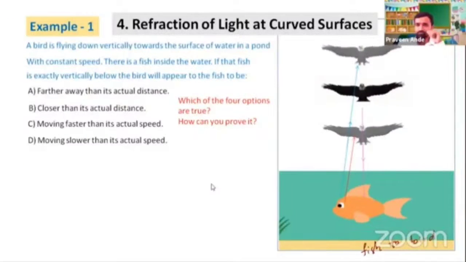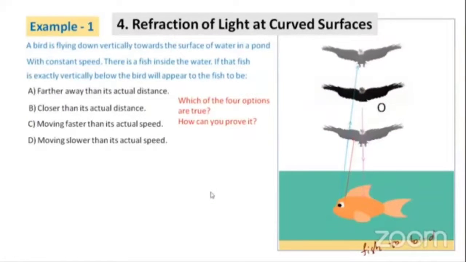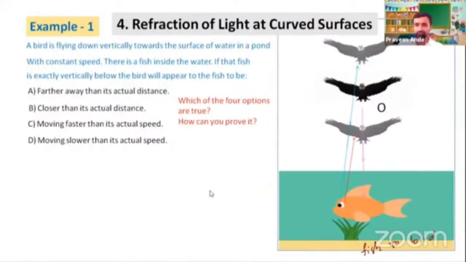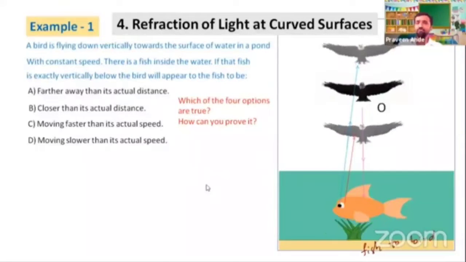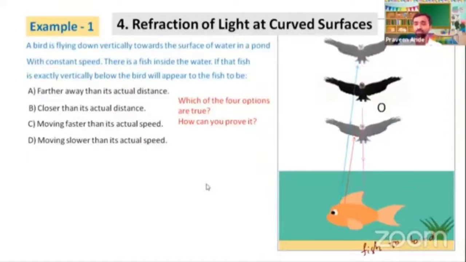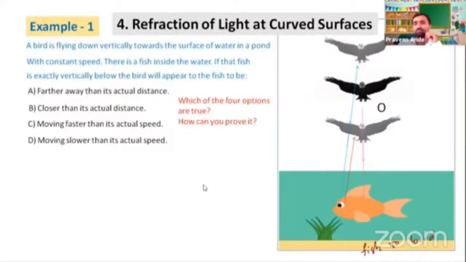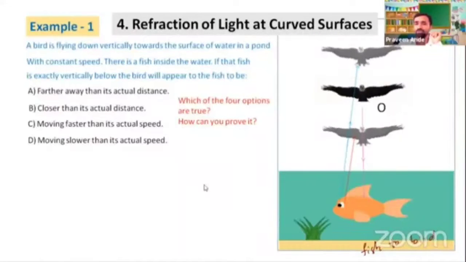Where is the object? Here is the object. The original bird is the object for the situation given here. The fish is observing that object, but we don't know what is observed by the fish. What the fish is observing of the bird is called the image here. So we have two images here, one above and one below the bird's actual position, right?